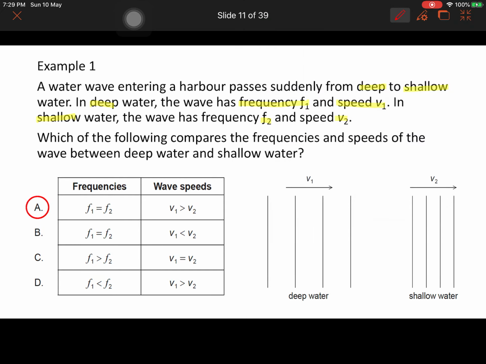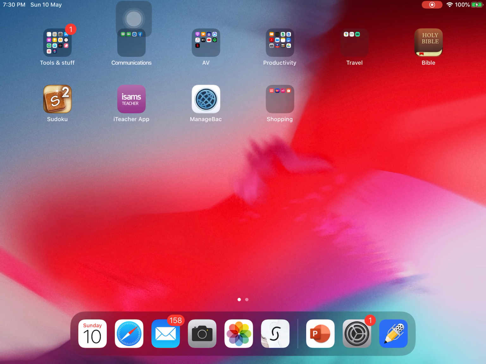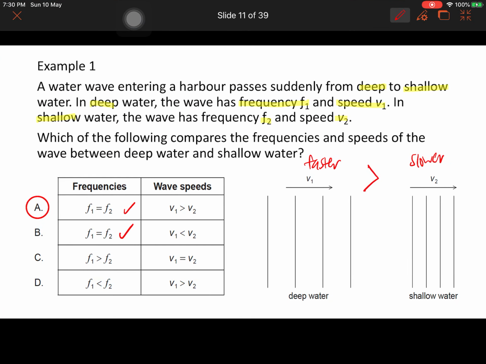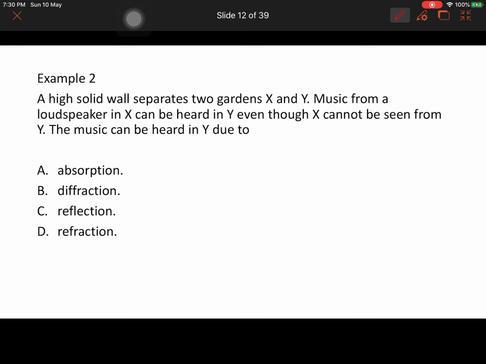Now, straight away you should know that since it's the same wave, coming from the same source, the frequency should remain constant. What about the speeds? You just need to recall that the deeper end is like walking through a bigger door. Bigger door means it's faster. Shallow end means like walking through a small door. A narrower door means the speed is slower. So v1 is greater than v2. Answer A.